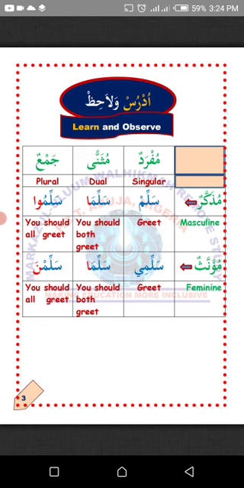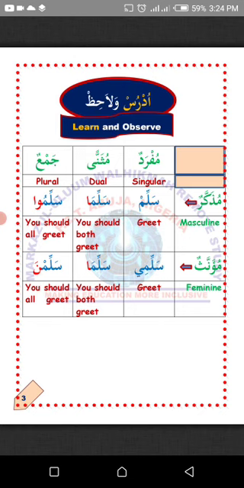So if there are more than two, all you need to do is to attach wawun to the last letter of the verb sallim. Remember, once wawun is attached, the letter before it must take dhamma. So the verb sallim will now become sallimu, which means you should all greet. Talking to a group of male persons or commanding a group of male persons to greet.